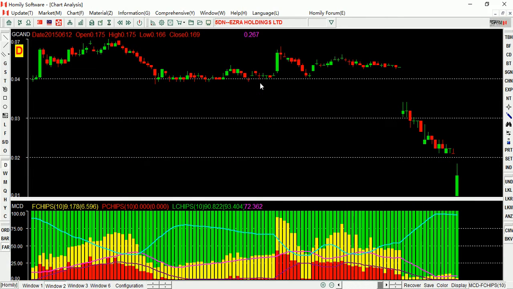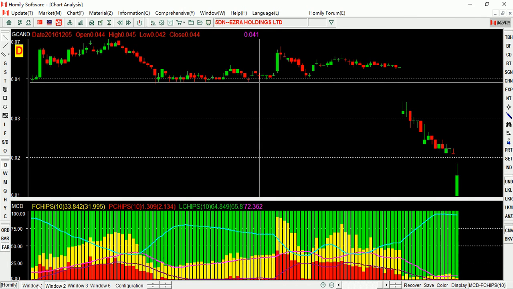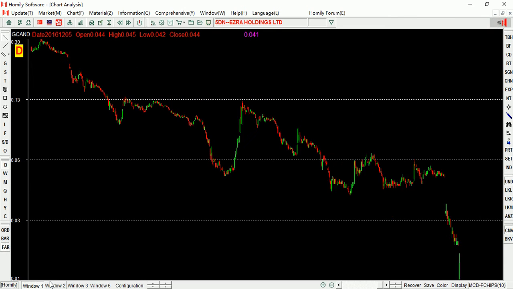So we can see whether the ISRA is good or not. Firstly, we should see whether the trend is an uptrend or downtrend. Downtrend, right? If you see the share is in a downtrend, you'd better not buy stocks.